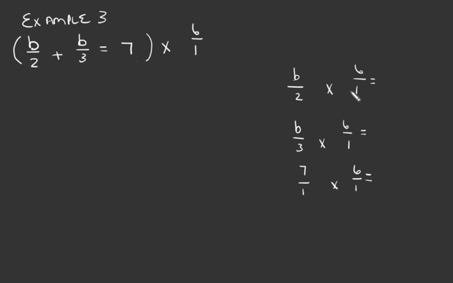So b over 2 multiplied by 6 over 1 is going to give us what? b times 6 is 6b over 2, and 6b divided by 2 is 3b. And then b over 3 times 6 over 1, b times 6 is 6b, divided by 3 is 2b. And then 7 times 6, because they are both whole numbers, is 42.